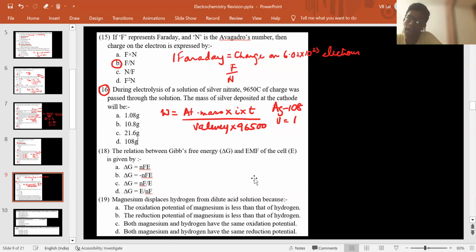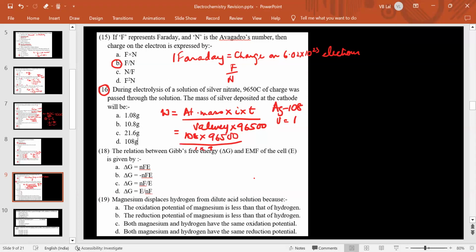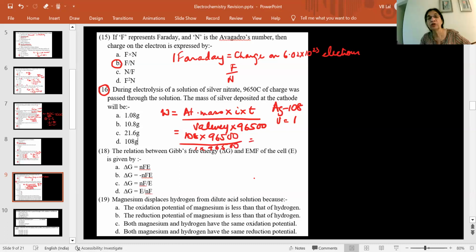Let Vishal answer. 10.8, miss. Answer is 10.8. Vishal, did you get 10.8? See, what is the mass of silver deposited? So it is 108 into what is the charge? I into T, that is equal to 9650, divided by 96500. Valency is 1. So it is 108 by 10, that is equal to 10.8.